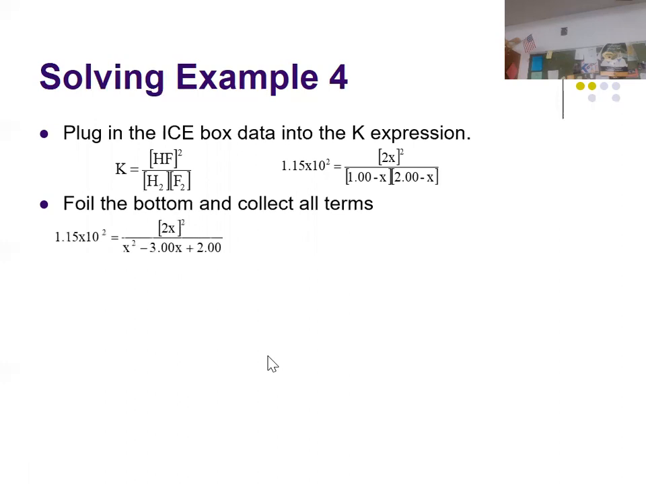FOIL it. So that's what the bottom factors into. That's 2x, 2x, with the squared outside the parentheses. Now, what's my next step from here? All I did, you've all FOILed: first, outer, inner, last.